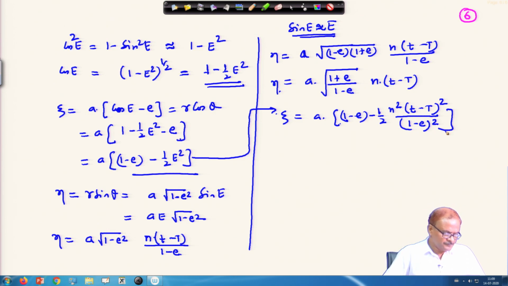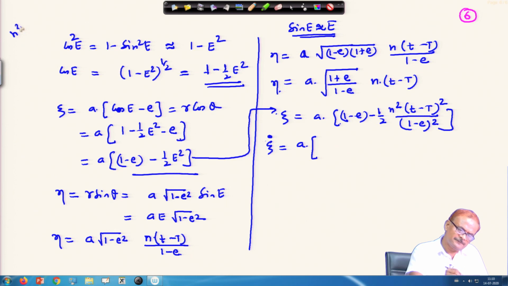And now we are ready to derive this eta dot and xi dot. So first we work out the xi dot term. Xi dot will be a times, if we differentiate this, now n square term is there. So n square we have already written as mu by a cube.